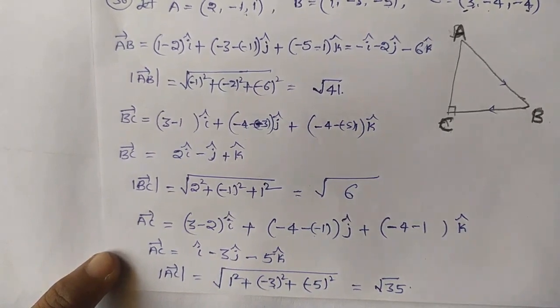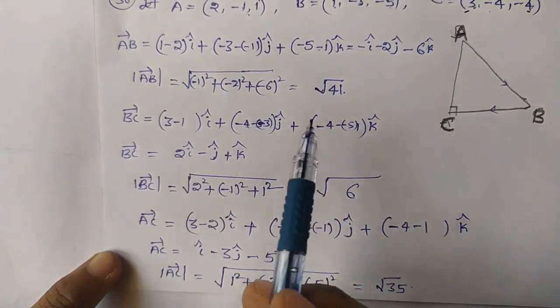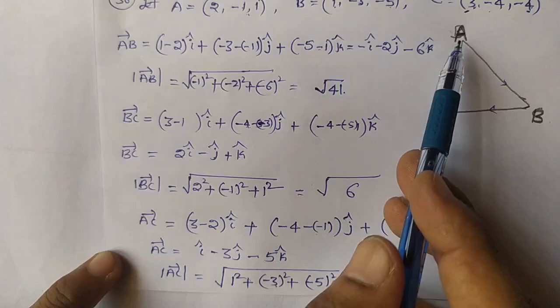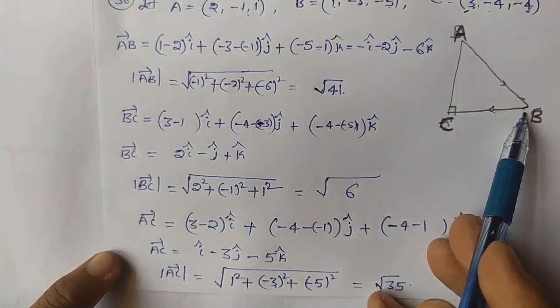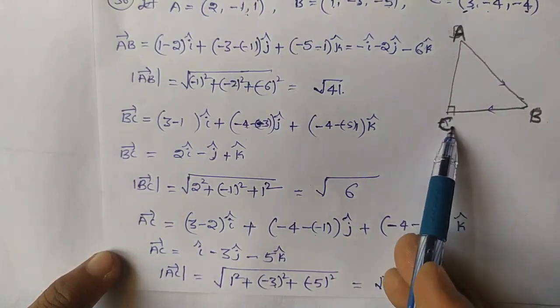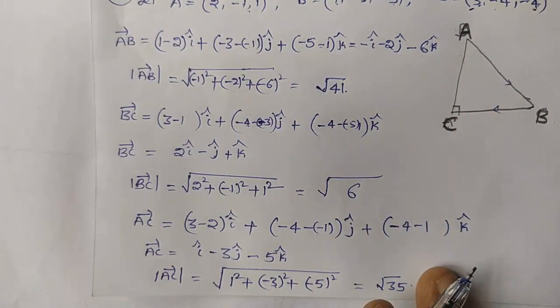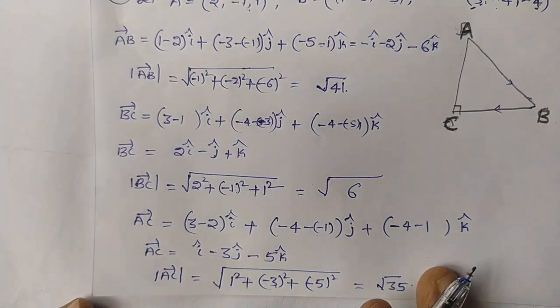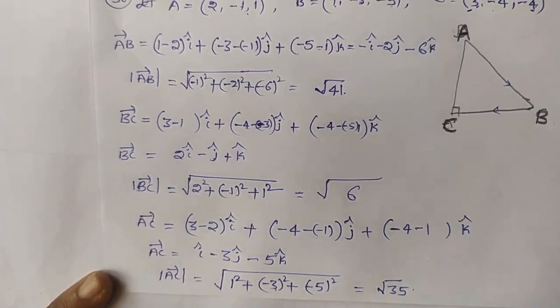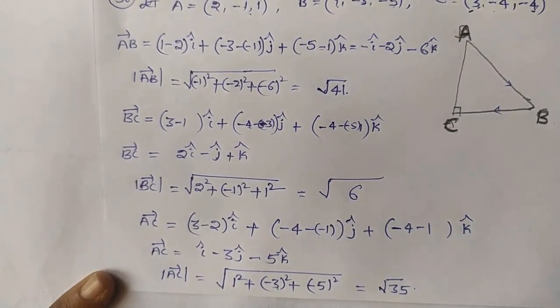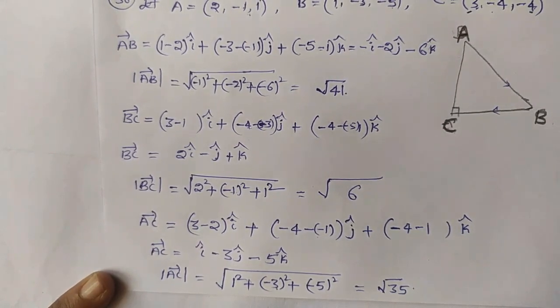Next, you have to verify that magnitude of AB whole square equals magnitude of BC whole square plus magnitude of AC whole square. If it is equal, therefore we can say that the given points form the vertices of a right angled triangle. Otherwise not.